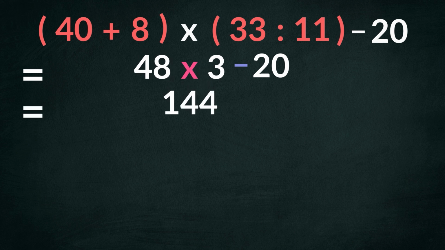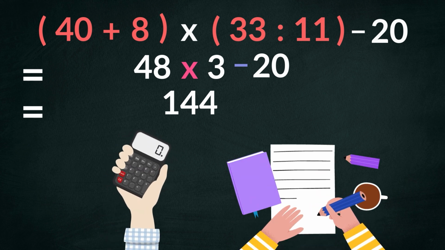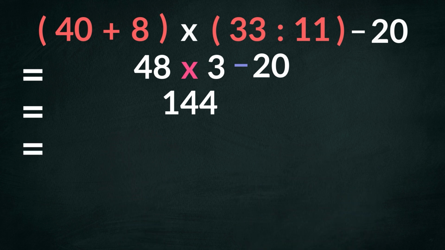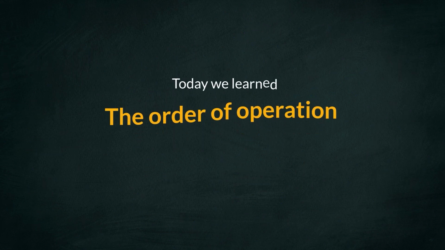When dealing with multi-digit operations like this, remember to calculate it carefully. We can use a calculator to double-check the results. Finally, we have 144 minus 20. And the answer is 124. Phew, that was quite a long expression, but we did it. Well done, guys! You've conquered the order of operations.